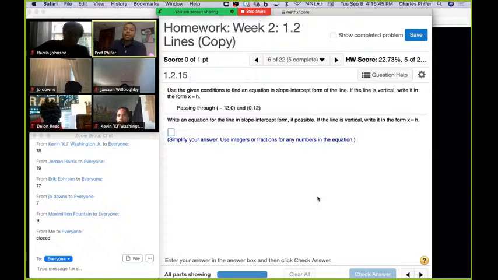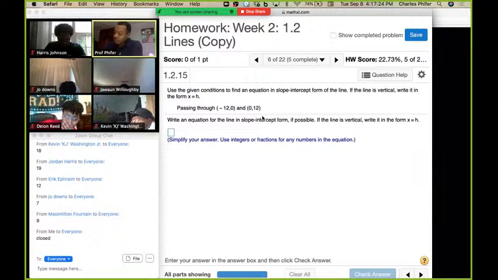Use the given conditions to find an equation in slope-intercept form of the line. If the line is vertical, write it in the form x equals 8. Passing through these 2 points. Slope-intercept form, okay. So this is question number 6. It comes from 1 to number 15. We want to find the equation of the line through 12, -12, 0, and 0, 12.